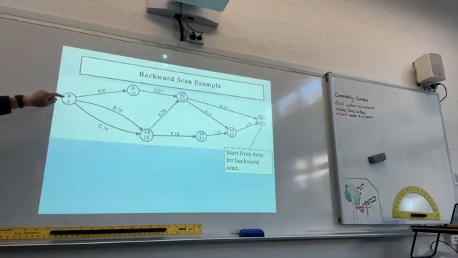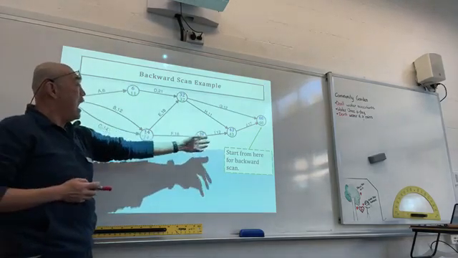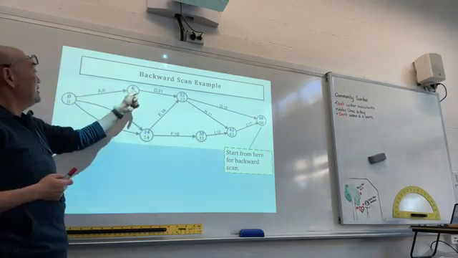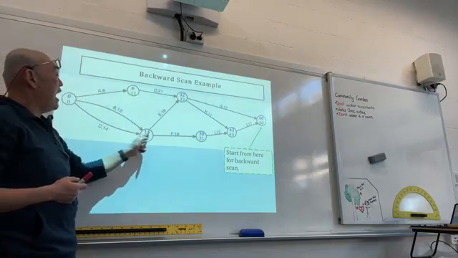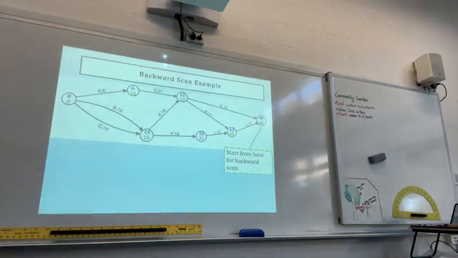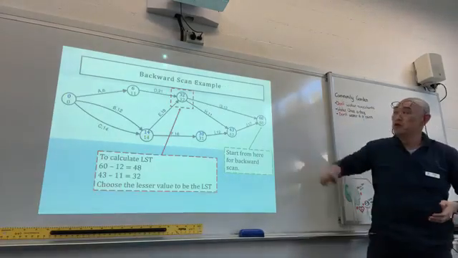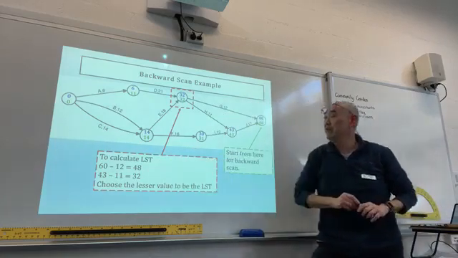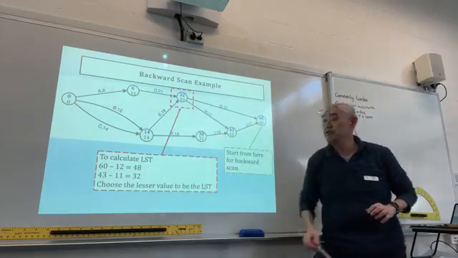All right? So now if you go through all the vertices, you can see that there is a latest start time of 31 versus the earliest start time of 30. Latest start time of 11 versus the earliest start time of 6. Latest start time of 14 and earliest start time of 14. All right? Those are important. Before I go on to that, let me show you. To calculate the latest start time, 60 minus 12 will give me 48. 43 minus 11 will give me 32. So I choose the lesser value.